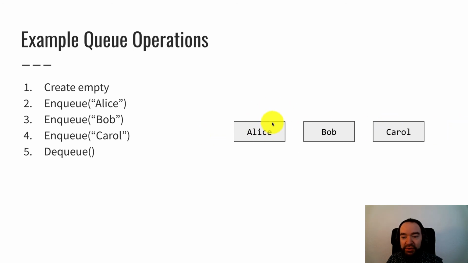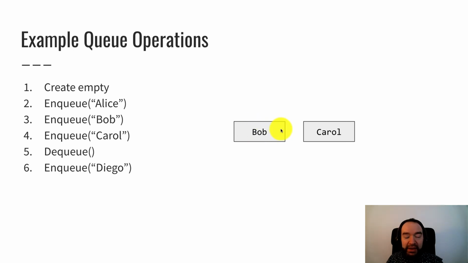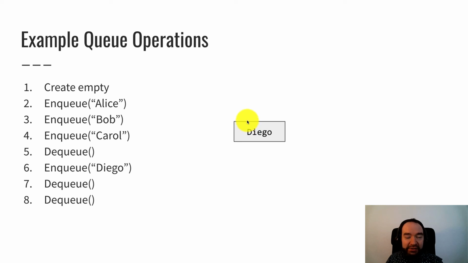If I dequeue, we remove the front element, which would be Alice at this moment. It's Alice's turn, so Alice is removed. If I enqueue Diego, he goes on the right there at the end of the line. If we dequeue, then Bob goes away. And if I dequeue one more time, then Carol goes away. And that's it. That's where we're left at the end.